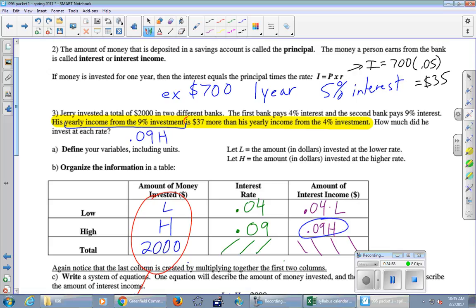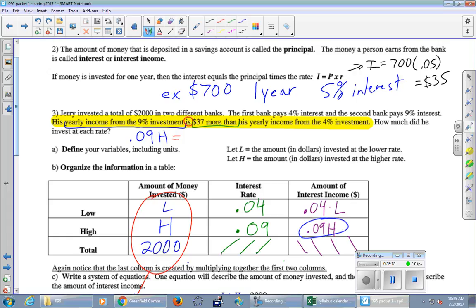Okay, next up is my favorite symbol in all of math. What is it? Equals. Next up, 37 more than. How do we translate that?